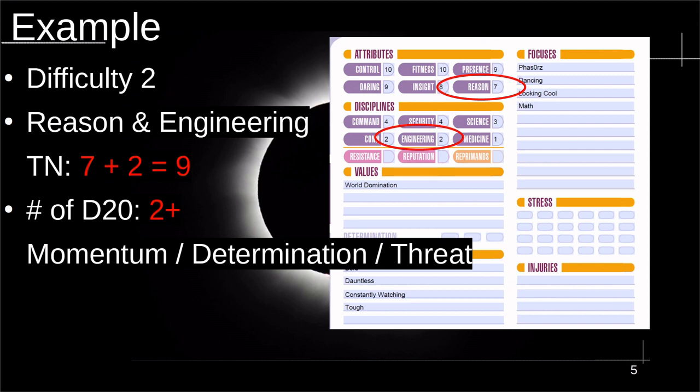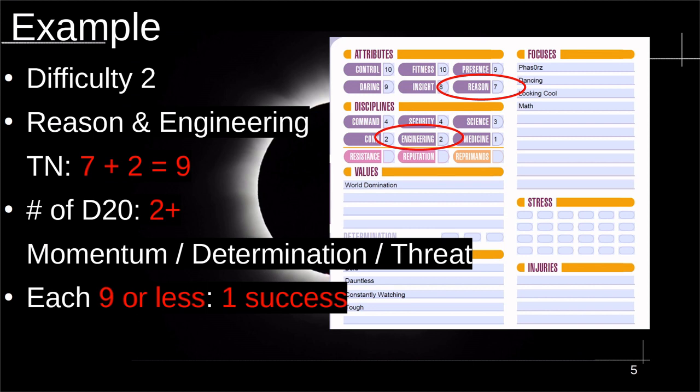So you check out how important it is to succeed on this task, and then spend resources accordingly. And then you roll all the dice in your pool, and each 9 or less is a success. Since the difficulty is 2, you will need 2 or more successes to repair the engine.